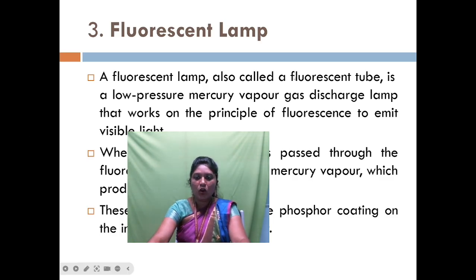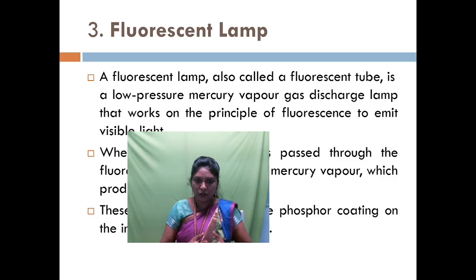This fluorescent lamp is called a fluorescent tube, and it is a low pressure mercury vapor discharge lamp. It also works on the principle of fluorescence, and it emits visible light. When the electric current is passed through this tube, which is filled with mercury and coated with a phosphor coating, it first excites the mercury vapor, which produces UV rays. These rays fall on the phosphor coating inside the lamp and make the light glow. So you can see the complete construction and working.